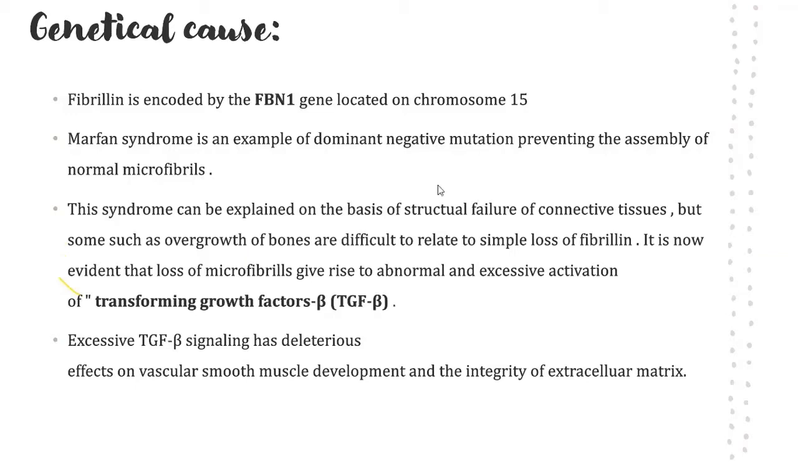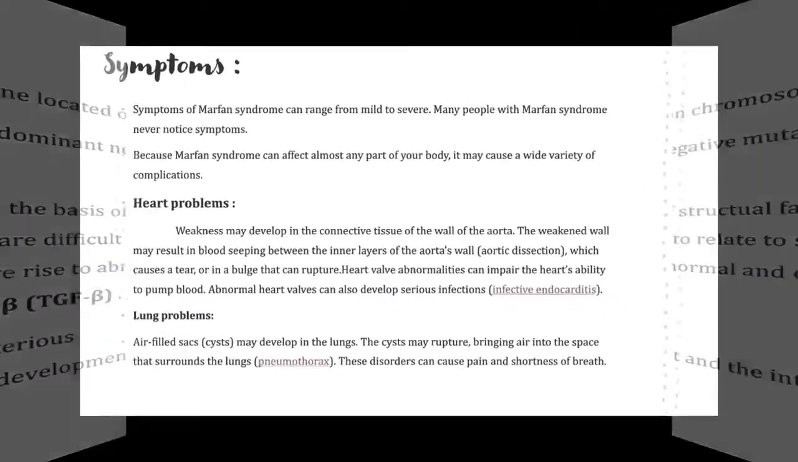This syndrome can be explained on the basis of various structural failures of connective tissues, but when we see there is an overgrowth of the bones, that cannot be only because of loss of fibrillin. So we now believe that there is excessive activation of transforming growth factor known as TGF-beta, and this has deleterious effects on our vascular smooth muscle development and the integrity of the extracellular matrix.